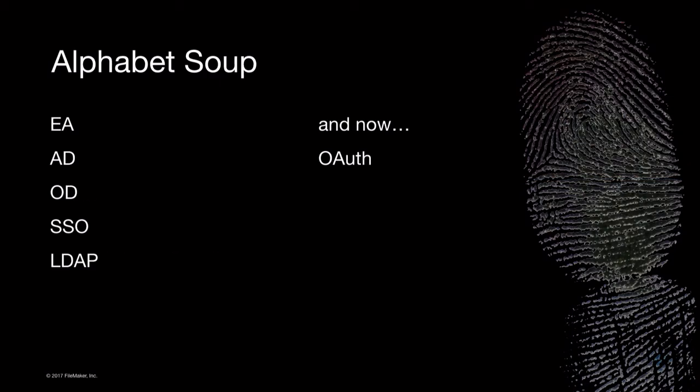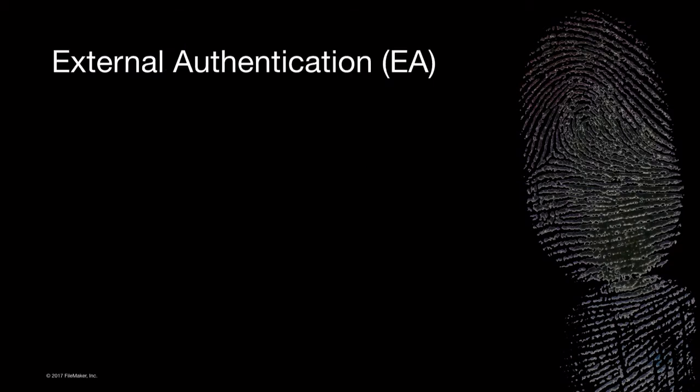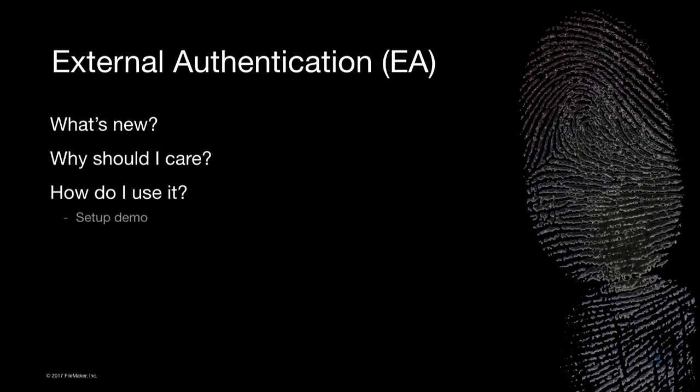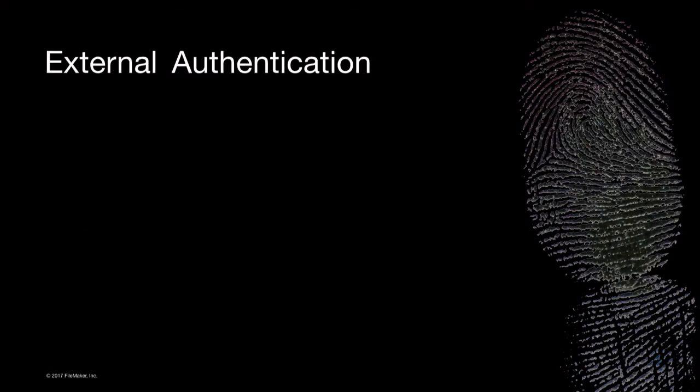All right, so alphabet soup, external authentication, alphabet soup. We'll cover all of these things, EA, AD, OD, and what they mean, what they stand for, and especially what is new on the OAuth side. So let's jump right in, right? The first of those acronyms was EA, which stands for External Authentication. So we'll cover what has changed. What is FileMaker 16 bringing to us in this realm?